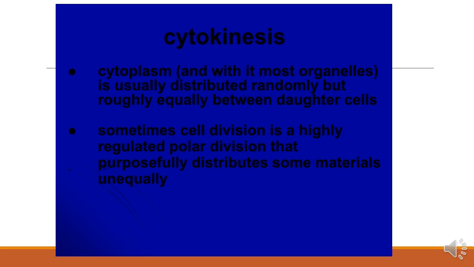Cytoplasm, and with it most organelles, is usually distributed randomly but roughly equally between the daughter cells. Sometimes cell division is a highly regulated polar division that purposefully distributes some materials unequally.